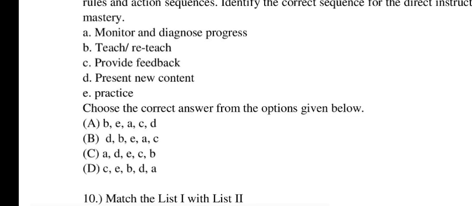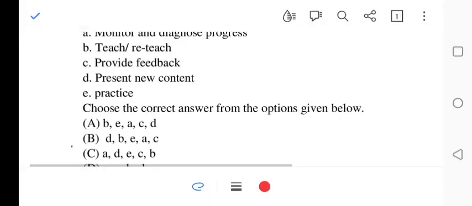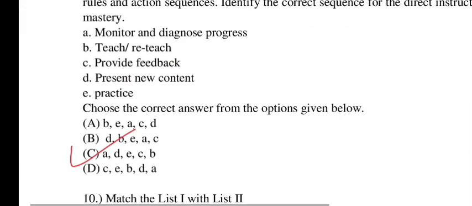B, E, A, C, D. D, B, E, A, C. A, D, E, C, B. C, E, B, D, A. These are the options for you. Correct option will be A, D, E, C, B. That means number C. It will be correct.